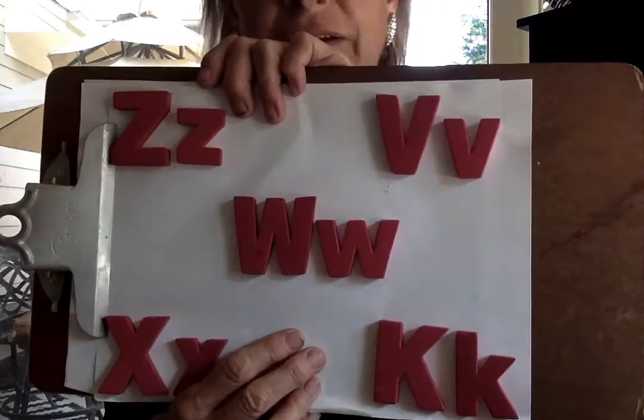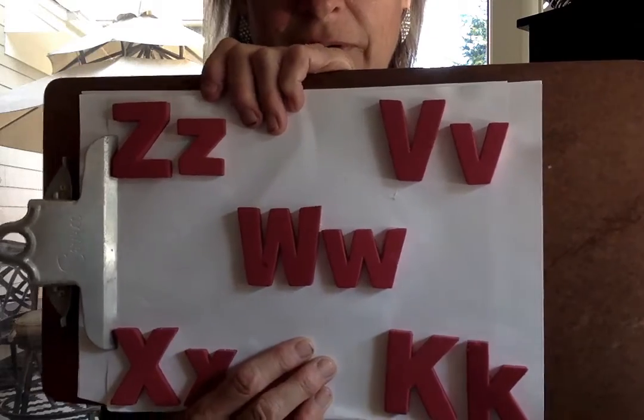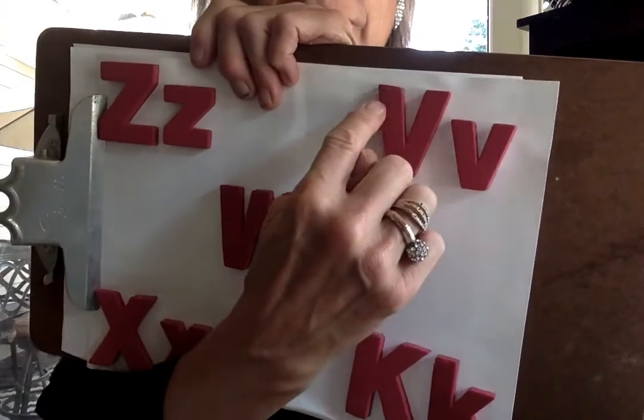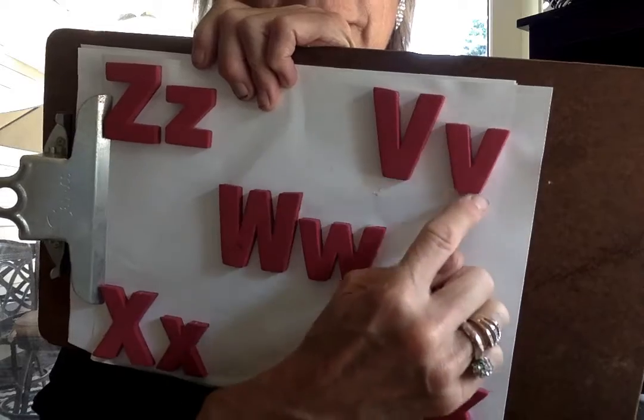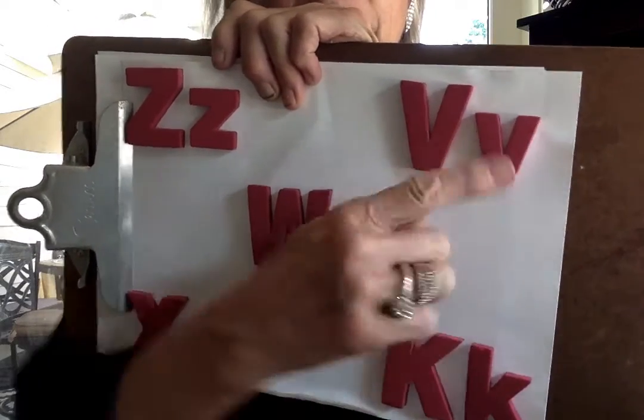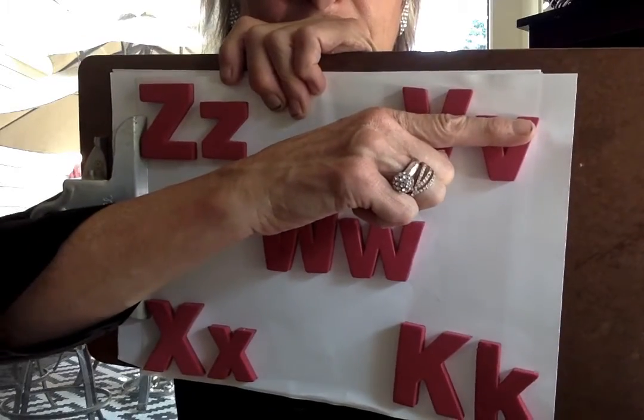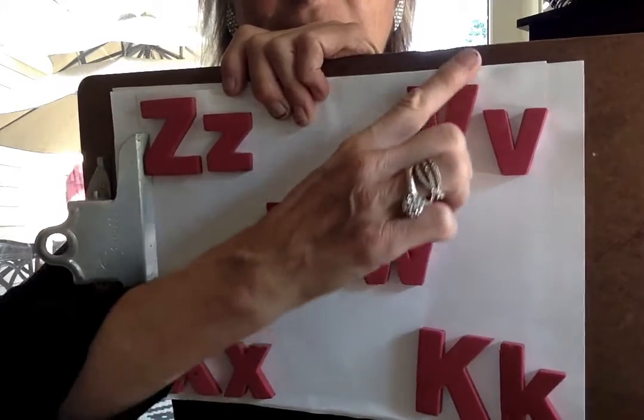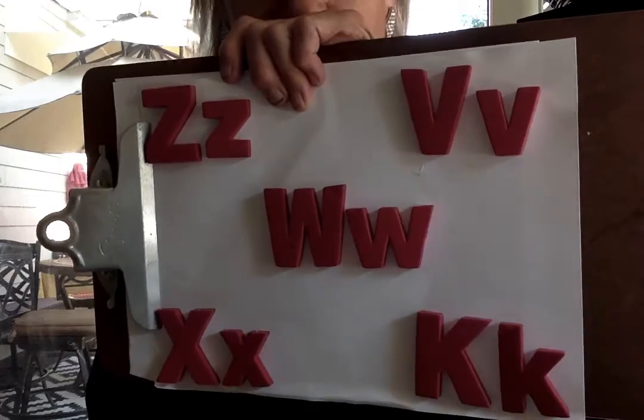Where's the V? That's the one we haven't done. Slant, slant, slant, slant. V. Which one's uppercase capital? Compare them. Look at the lines. This one seems to be taller. This is the capital uppercase V.